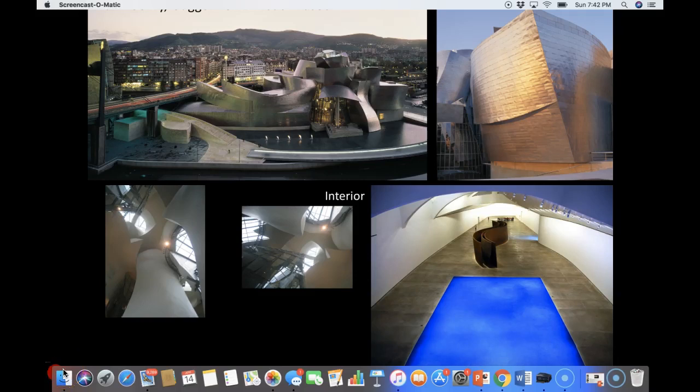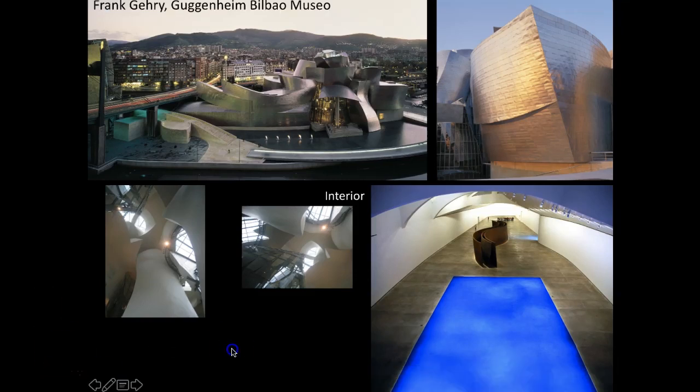Here is the Guggenheim Museum in Bilbao, Spain. The architect is Frank Gehry. This is the exterior on top and then the interior below. It was made between 1993 and 1997. The majority of the materials, especially on the outside, is titanium. But there's also limestone on the inside, glass, and steel.